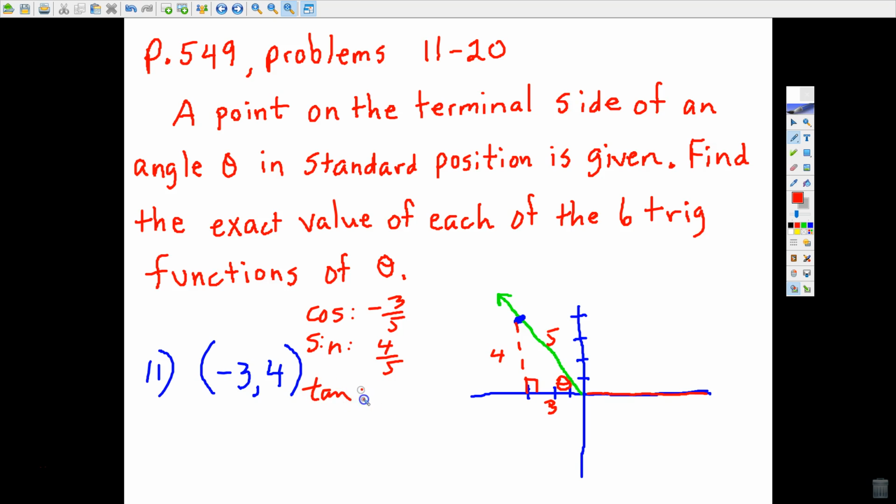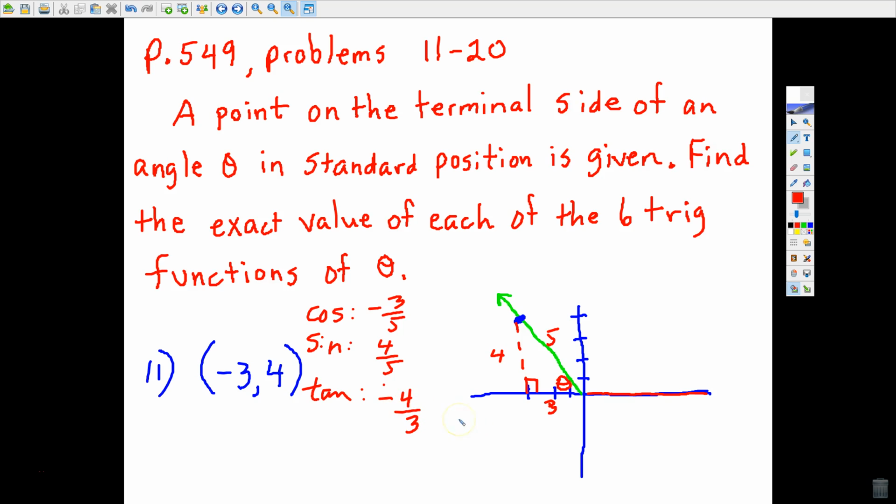All right, tangent for this angle theta, tangent is always opposite over adjacent. The opposite side is 4, the adjacent side is 3. Well, is tangent positive or negative in quadrant 2? Well, if tangent is sine divided by cosine, and one of them is positive and the other one is negative, that means tangent has to be what? Negative, because a positive divided by a negative is negative. So, again, for the angle theta, opposite over adjacent should be negative 4/3.